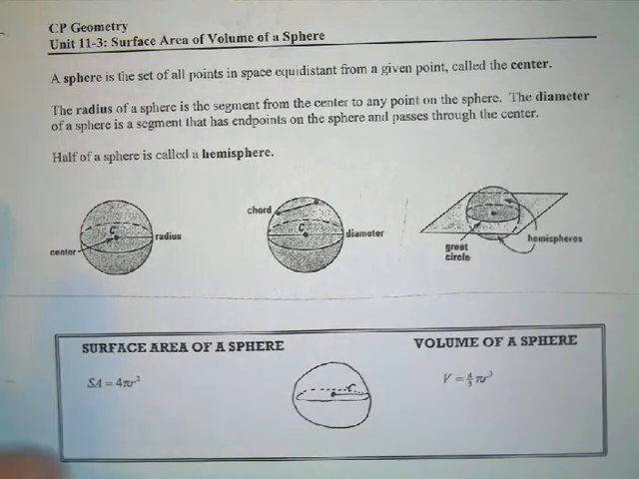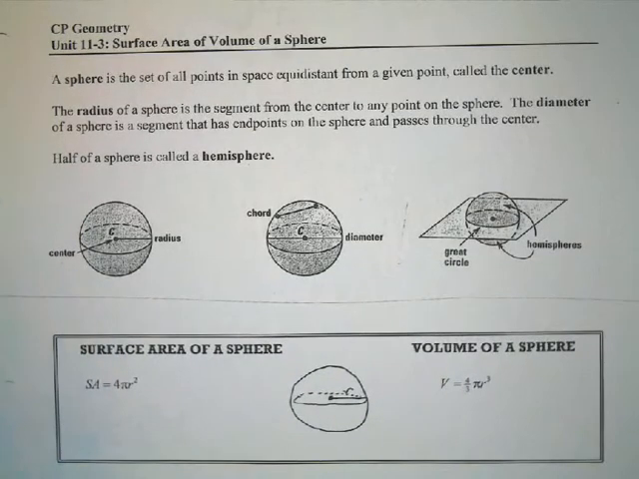Okay, we're going to be talking about the surface area and volume of a sphere. This is super easy. A sphere is the set of all points in space equidistant from a given point, which is called the center. The radius of a sphere is the segment from the center to any point on the sphere. A sphere is pictured like an orange or the globe. We also have a diameter of a sphere, and it goes all the way through the center.